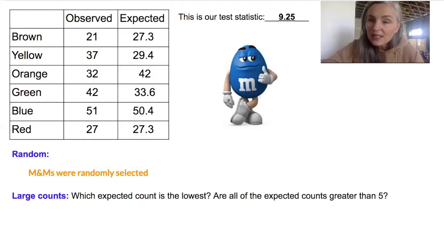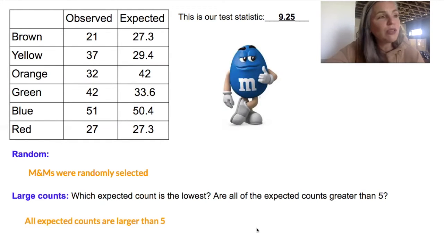And this is the last thing, and I was super lazy. I said all expected counts are larger than 5. But if you put this on a test, I will not give you full credit. AP will not give you full credit. You need to show the math where you're finding all these expected counts.